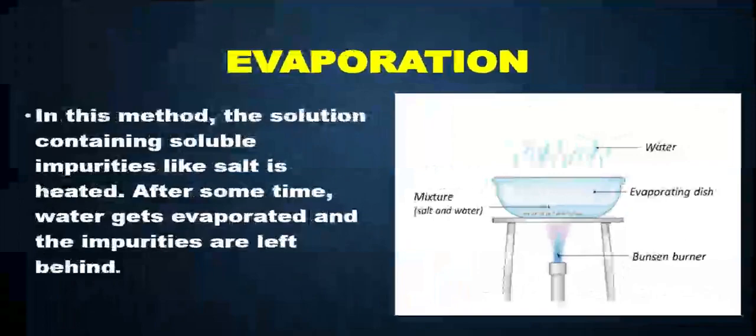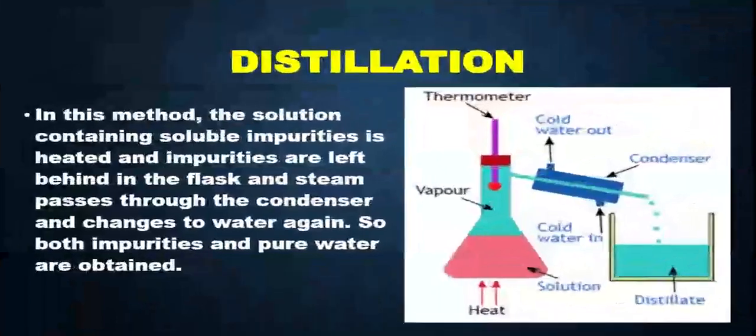But in the process of distillation, both impurities and pure water are obtained. In this method, the solution containing soluble impurities is heated and the impurities are left behind in the flask, and the steam which is formed passes through a condenser and changes to water again and is collected in a separate flask. So both impurities and pure water are obtained in this process.